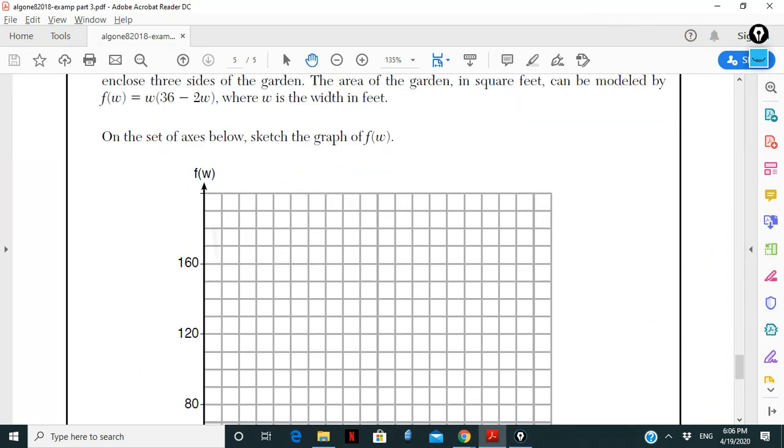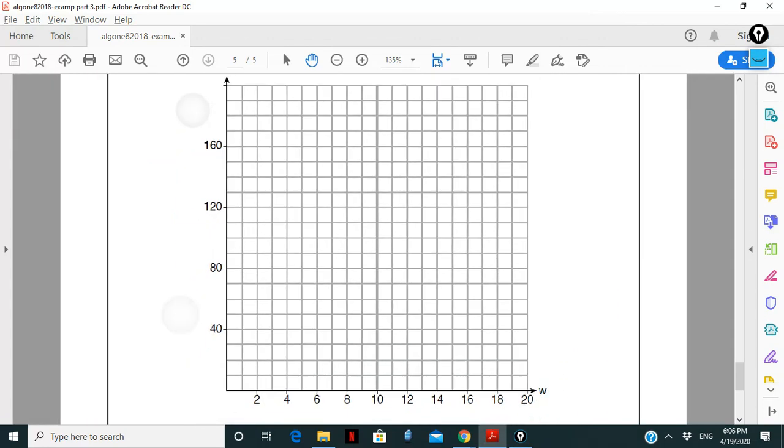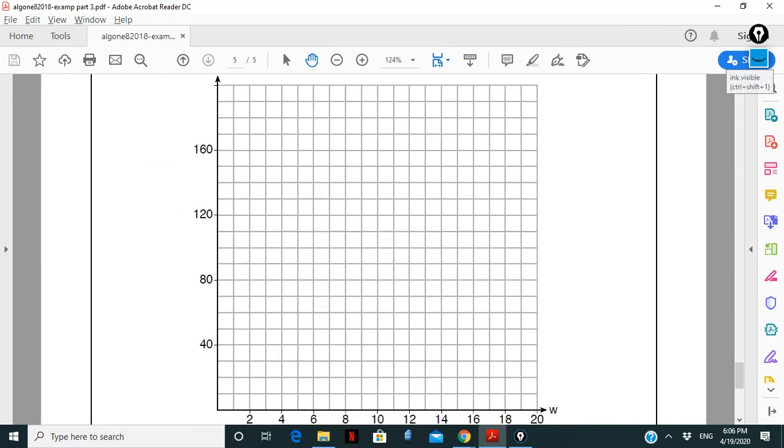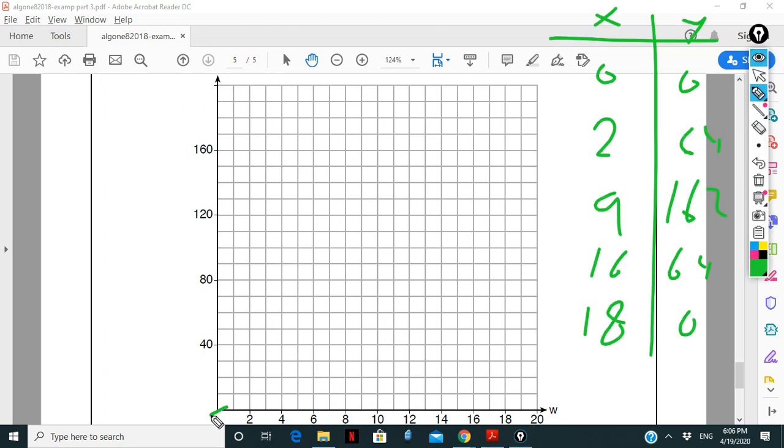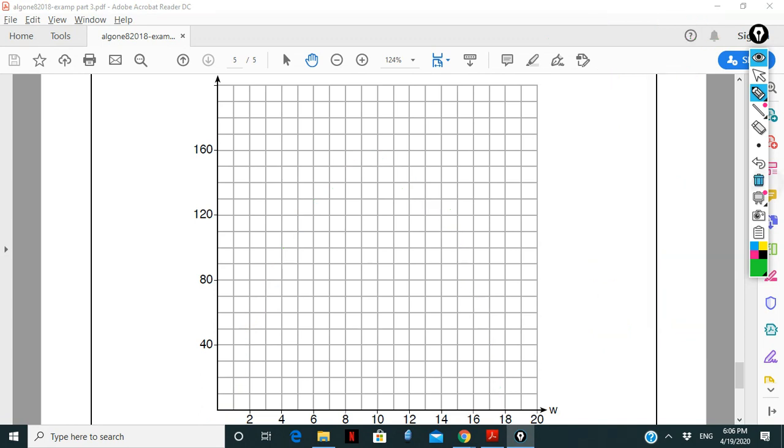Now he's going to ask me to graph it. Here is the graphing paper. So 0 and 0, 18 and 0, 2 and 64, it's around this, 16 and 64, and 9 and 162. Okay, and I do the parabola inverted. Now I graphed it.